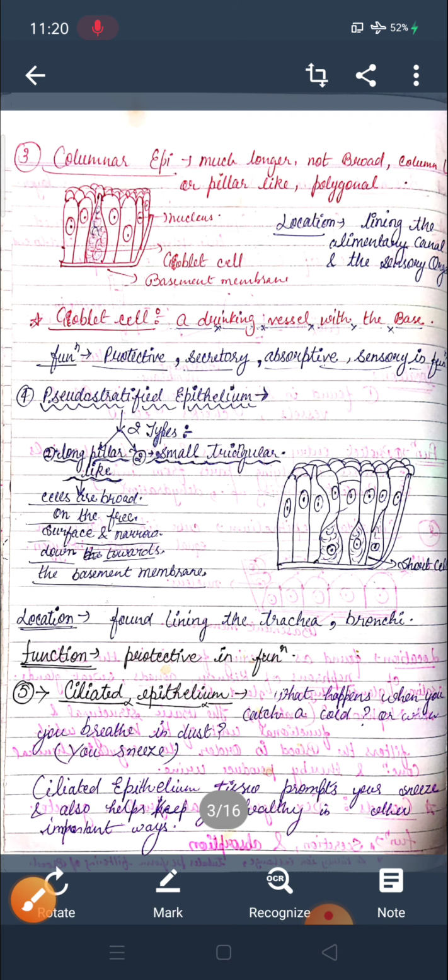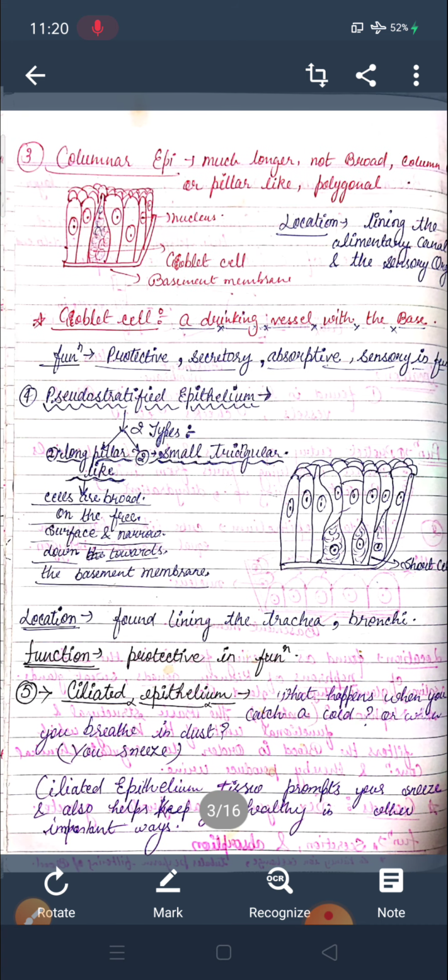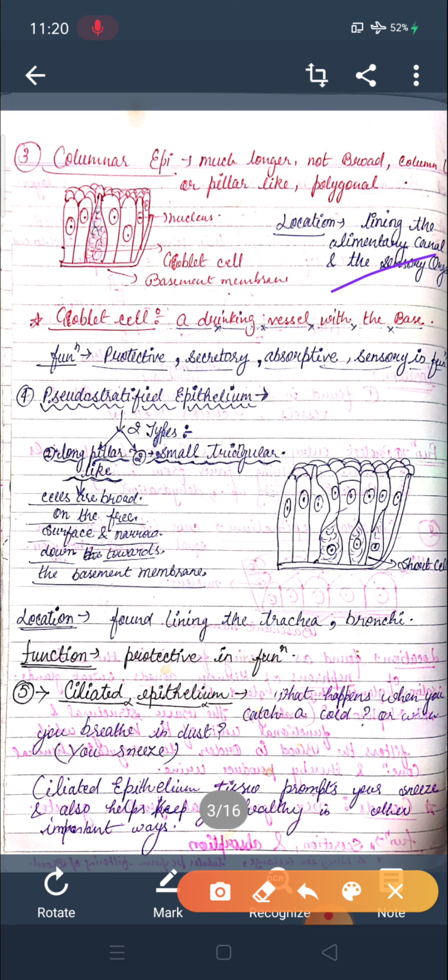So, this columnar epithelial tissue is present in alimentary canal and sensory organs. Sensory organs, you know that skin, eye, ear, nose are known as sensory organs.